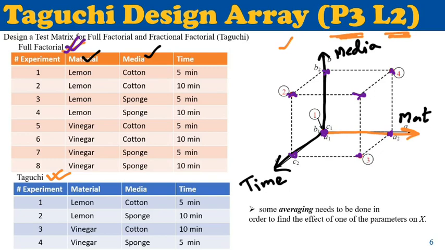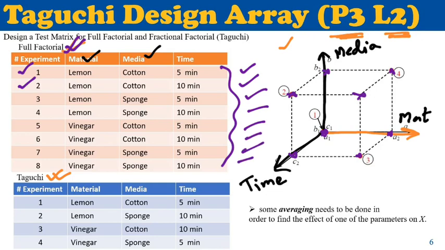If we do that and put those values, I will have this test setup. For example, for the first test, you have to run lemon, cotton, and run it for 5 minutes and get the result. For the second test, you have to run lemon, cotton, and 10 minutes. Third, lemon, sponge, 5 minutes, and so on.